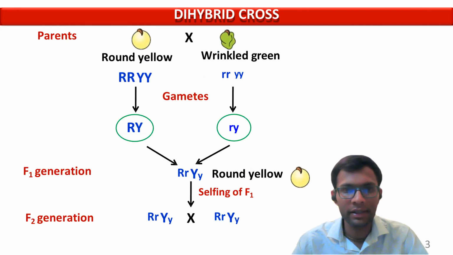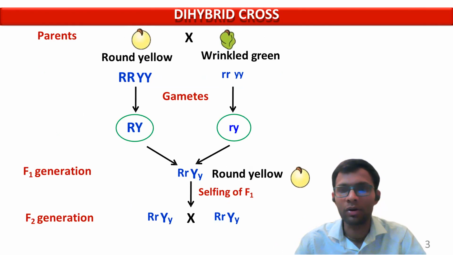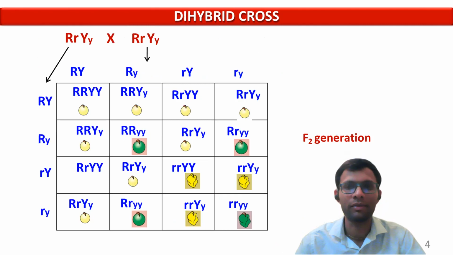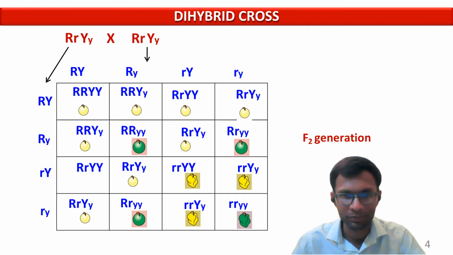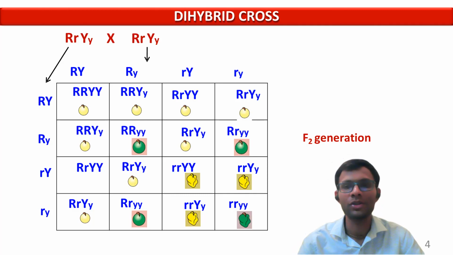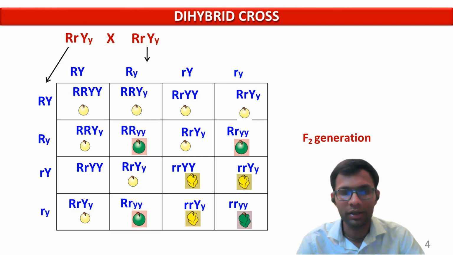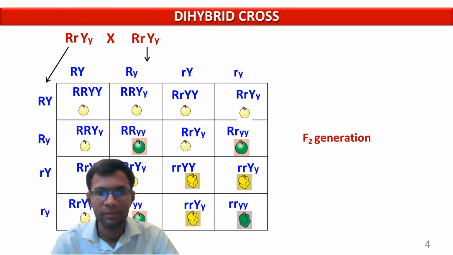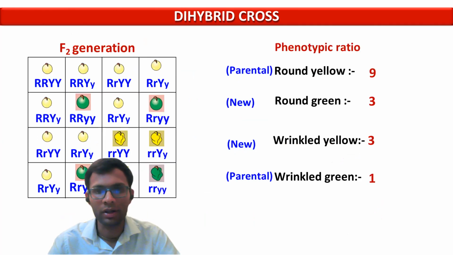So we selected the pure parents, we formed the gametes, and then after crossing, we get the F1 generation, capital R small r, capital Y small y, having phenotype round yellow. In the F2 generation, we know that we do selfing. After doing selfing, we got this checkerboard Punnett square of 16 zygotic combinations. The important thing we have to discuss is what all we got here.